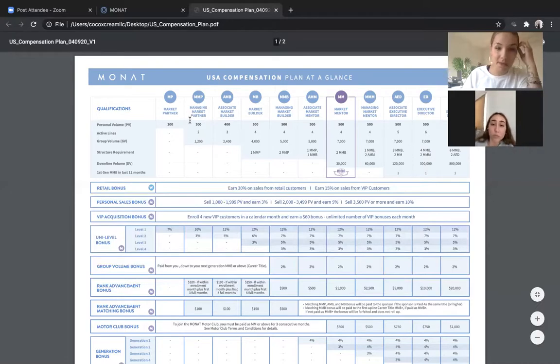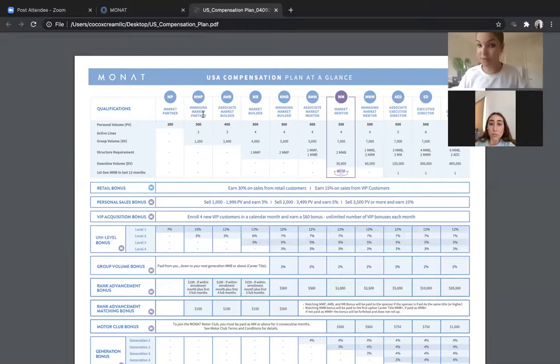So when it comes to MMP, what do you need? You need to have 300 PV. So right now, this month, you could already hit your first rank, to be transparent. You already have 200 PV. All you need is 100 more. And remember, every PV point is equal to $1. So that means a $100 sale. That's all you would need. That's literally 1 oil. Our oil is $99. So that's all you would need to hit the minimum.